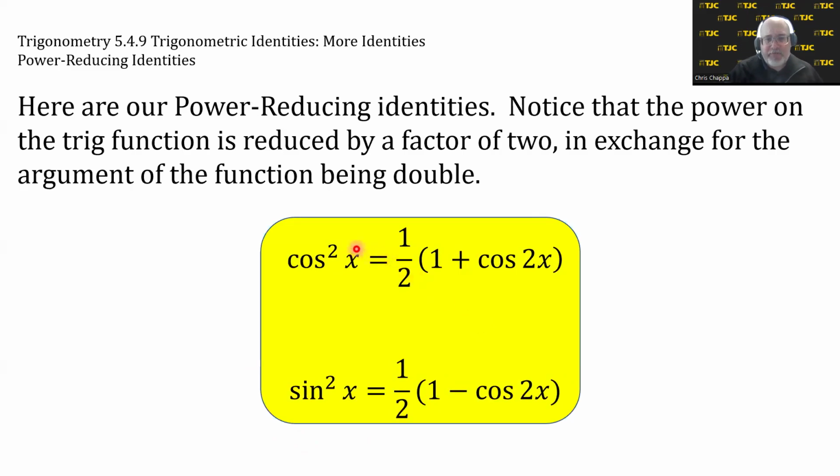Notice that the power on the trig function is reduced by a factor of 2. For example, we have cosine squared x on the left, and on the right we have 1/2 times 1 plus cosine 2x. So the power gets reduced from 2 to 1 in exchange for the argument of the function being doubled. The argument of cosine squared x is x. The argument of cosine 2x is 2x. So power gets reduced by half, and the argument gets doubled. Same thing for sine squared of x equals 1/2 times 1 minus cosine of 2x.